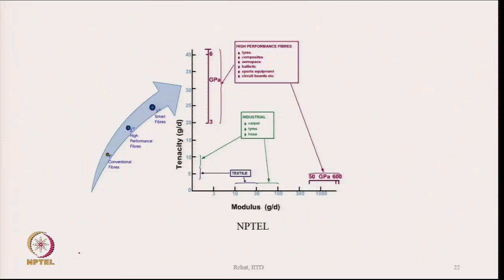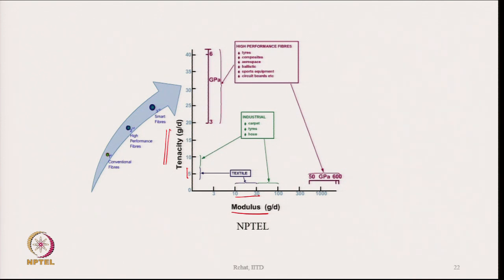This diagram gives you an idea of the modulus and tenacity of the fibers. Now, general textile fibers for apparel use, how much modulus do they have? The tenacity values were in this range, close to 5 plus or minus 1 or 2, and their modulus in gram per denier used to be 10 to 30. For textiles it is from here to there.